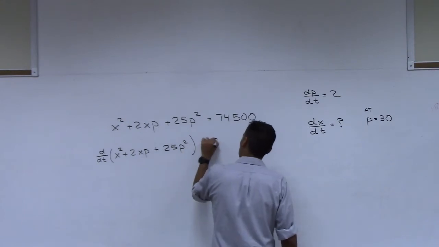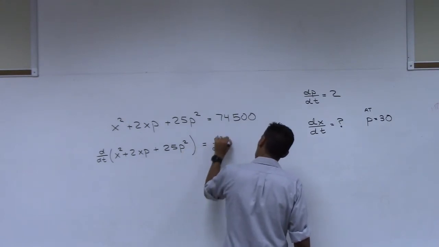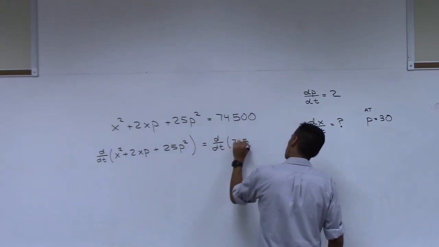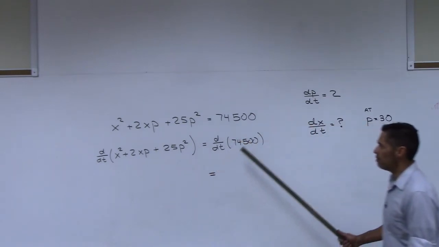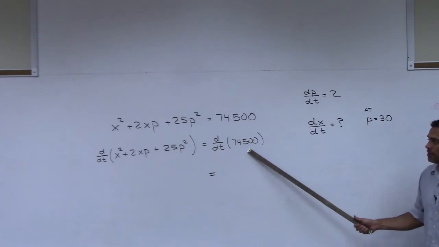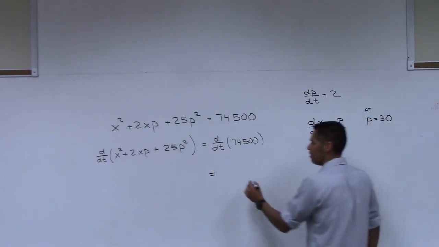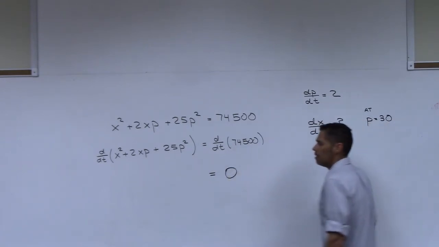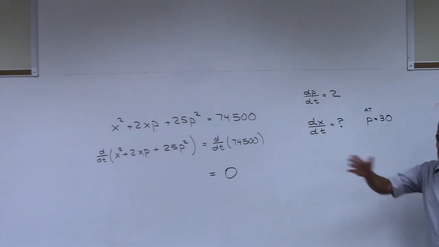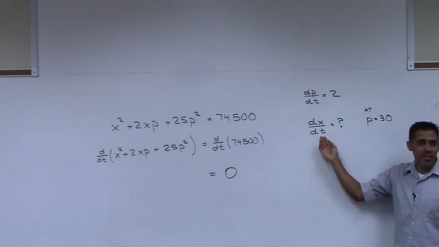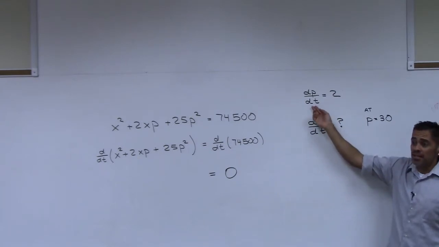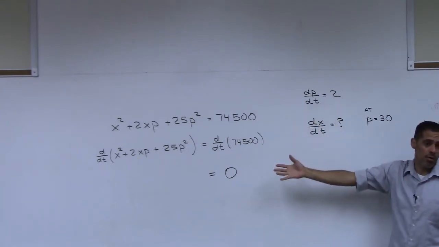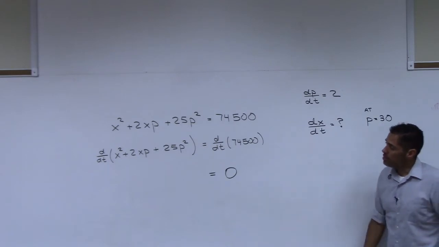And I'm going to take the derivative with respect to t on the right side. And I'll start with the right side, because what's the derivative of any constant with respect to any variable? It's always zero. Okay, so the right side's zero. Now remember, when I take my derivative on the left, I'm hoping to see a dx dt come out somewhere, right? And I should also see a dp dt come out somewhere over there.